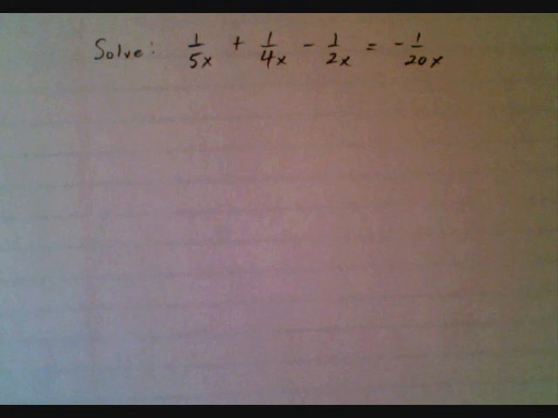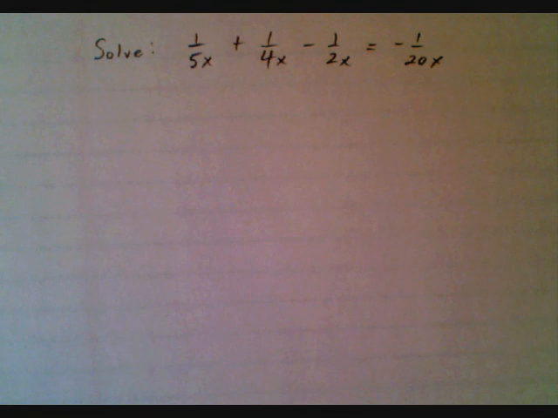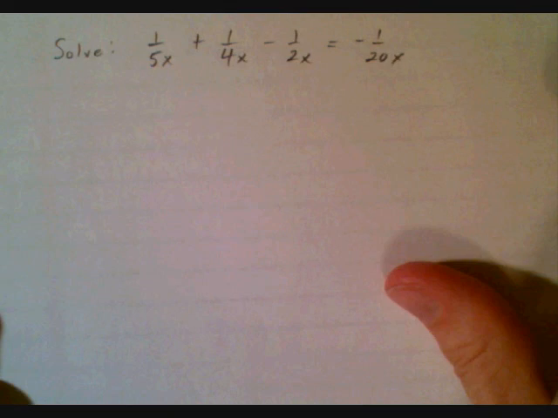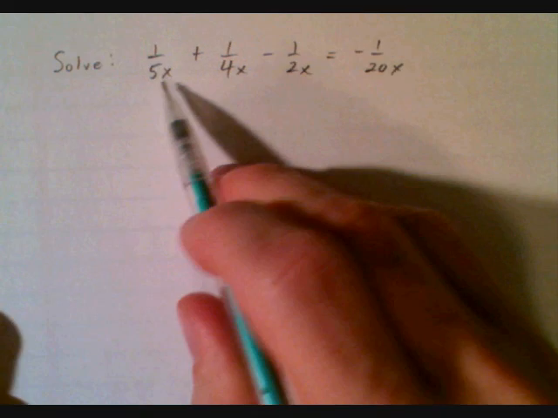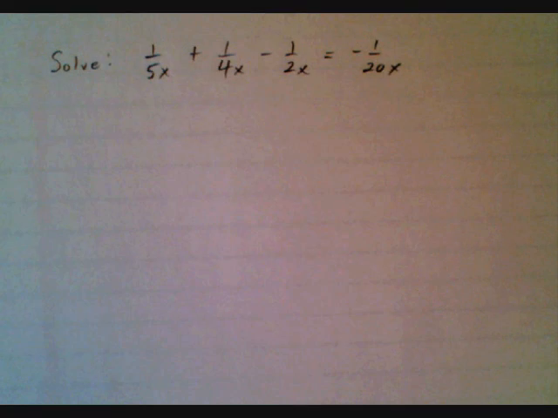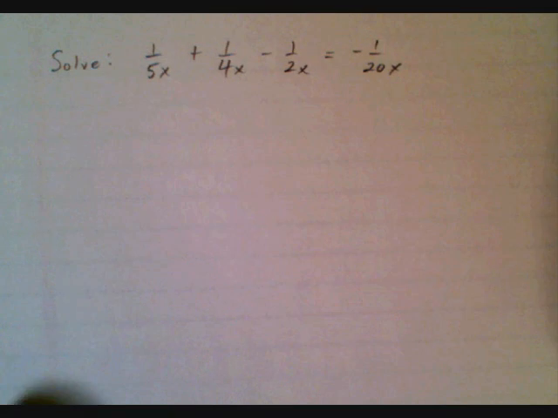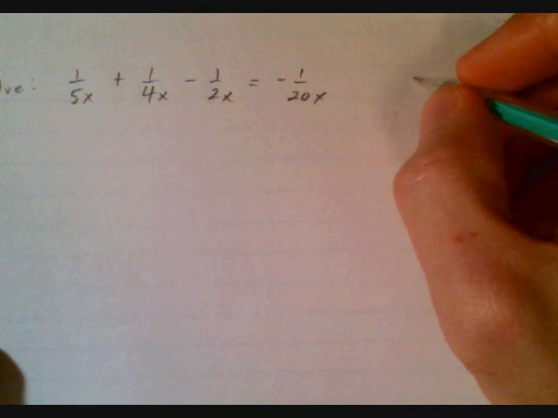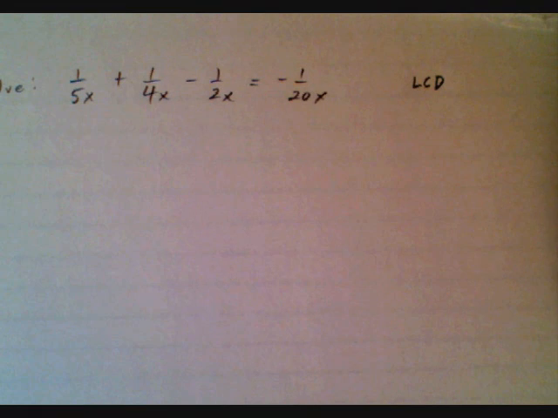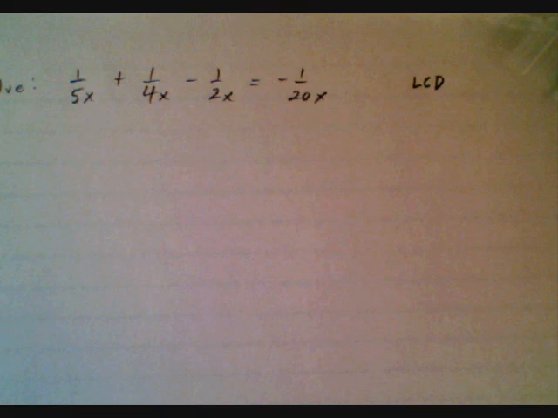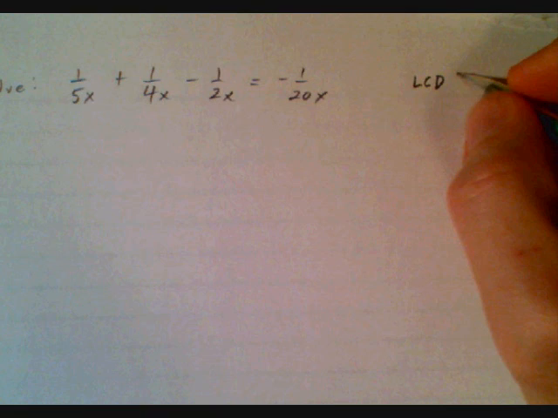In this example, we have another rational equation. This particular rational equation involves four fractions. The denominators are, as you can see, 5x, 4x, 2x, and 20x. To solve this equation, I want to find the LCD, the least common denominator, of the four denominators. In this case, I hope that you can see that that would be 20x.